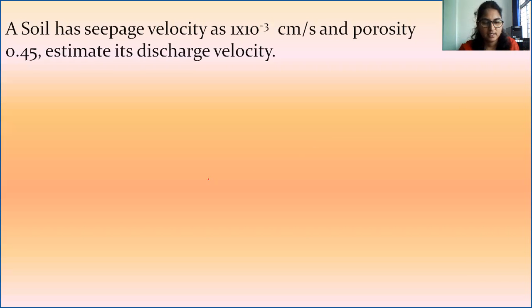A soil has seepage velocity as 1 into 10 to the power of minus 3 centimeters per second and porosity 0.45. Estimate its discharge velocity. Here the given data: seepage velocity is 1 into 10 to the power of minus 3 centimeters per second and porosity n is equal to 0.45, right? Given data.